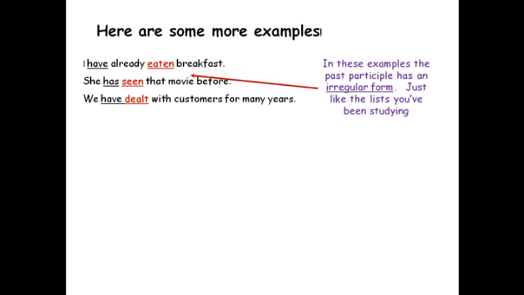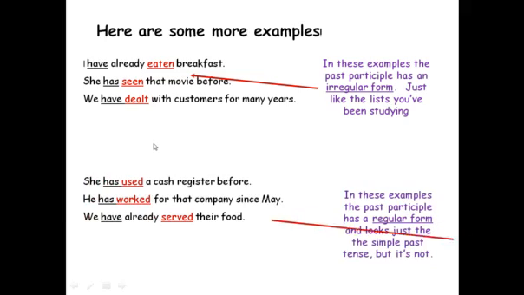So in this slide here, I'm going to talk about how to form the past participle of the verb. In these examples, the past participle has an irregular form. So you have to go back to the list that I have provided you with so you can study the past participle of the verbs. Eat, eaten, see, seen, deal, dealt. So you have to go back to the list that you have.